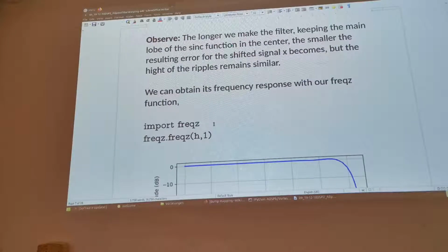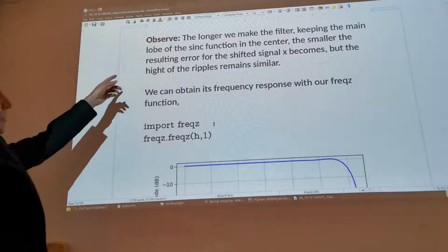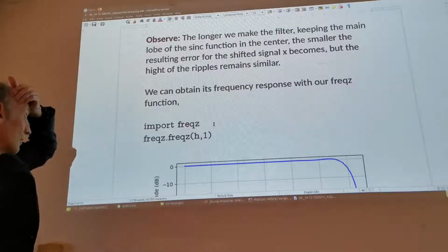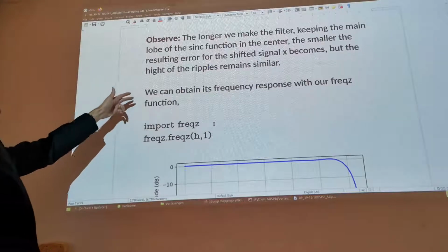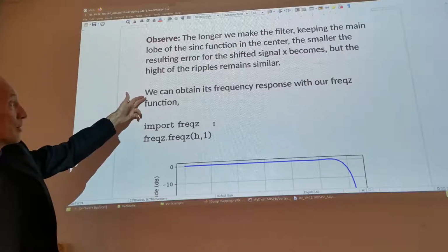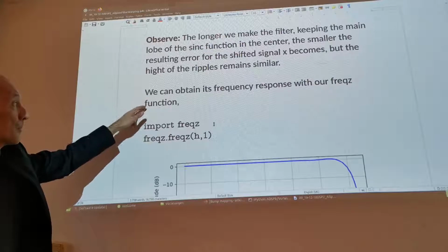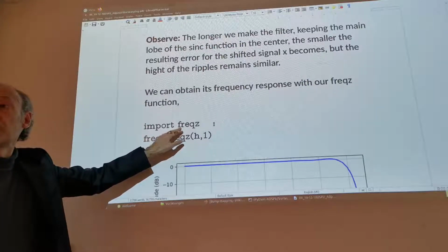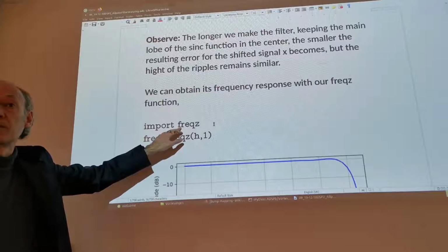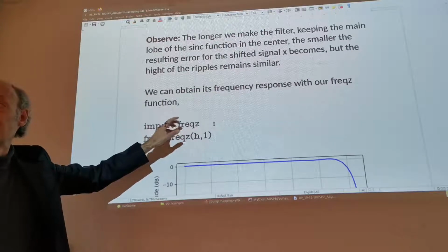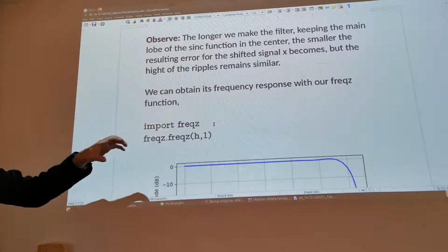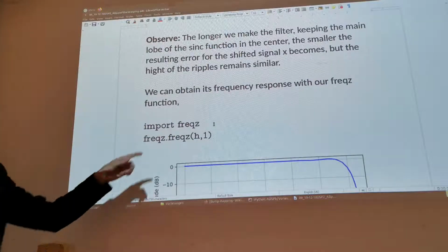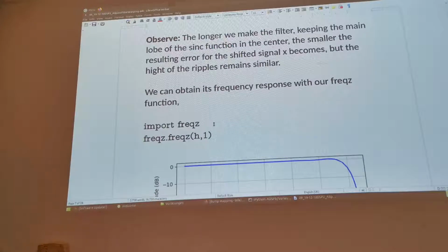Yeah, so this is what I just said, right? The height of the ripples remains similar. But we can also check it in the frequency response, in the frequency domain. So we use our Frexi command, which is in Moodle 2. Remember, this Frexi in Moodle 2 just additionally contains the plot functions. So it's just convenience. Basically, it's the same as the sidebar.